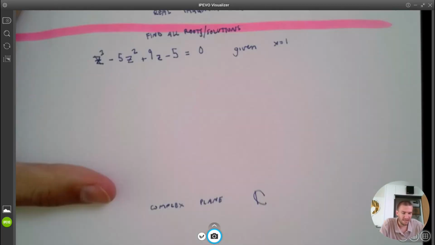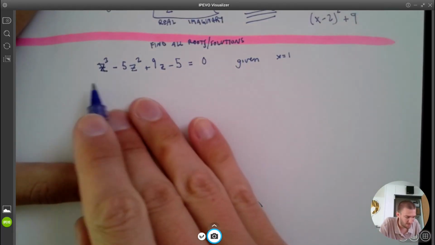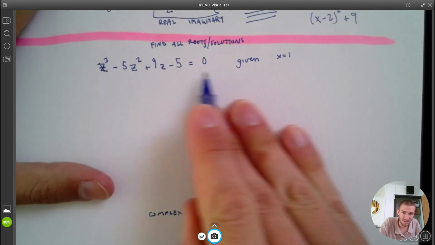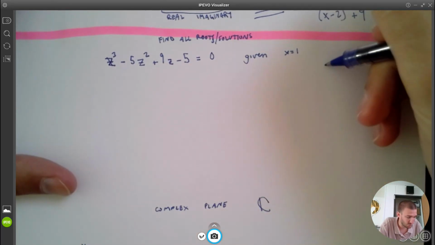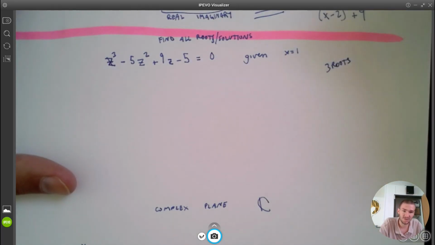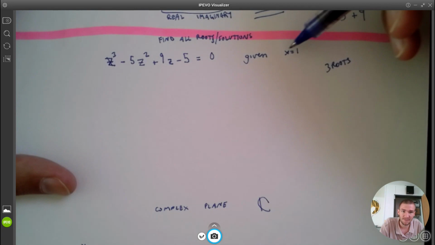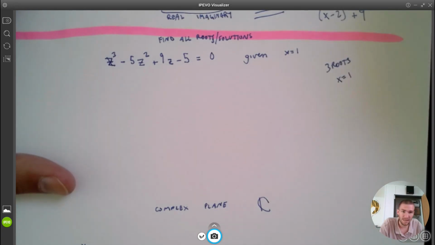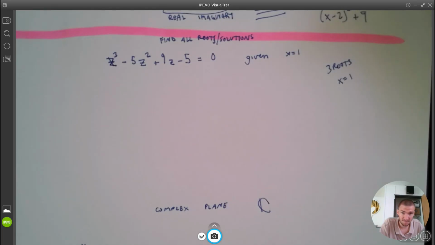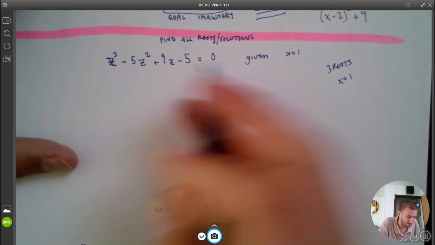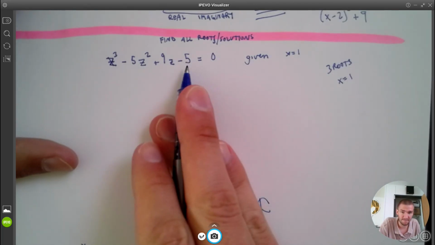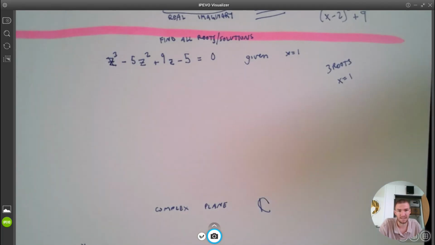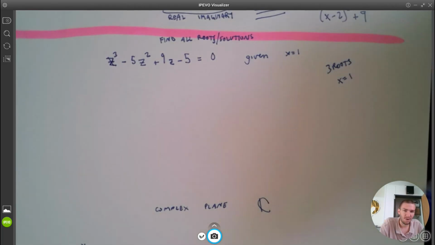Now, what if we need to find all the roots for an equation like this? This is a third power, third degree, so we're working with 3 roots. We know for sure that there's 3 roots. And if we're given x equals 1, that means that we have one of these here. If we try this out and plug it in, that's 1 minus 5 plus 9 minus 5. That's minus 10, plus 10, it's going to be 0. So this does work. Now, how can we figure out what the other ones are going to be?